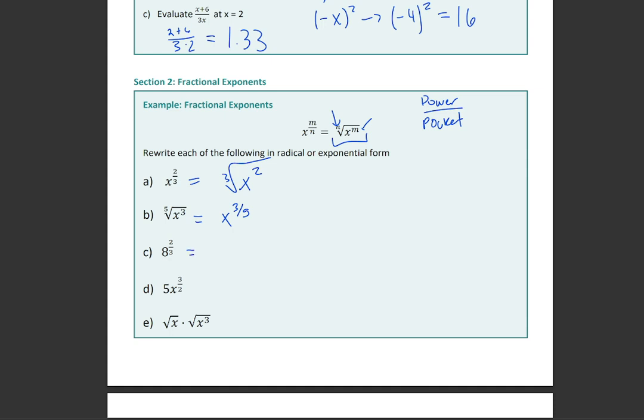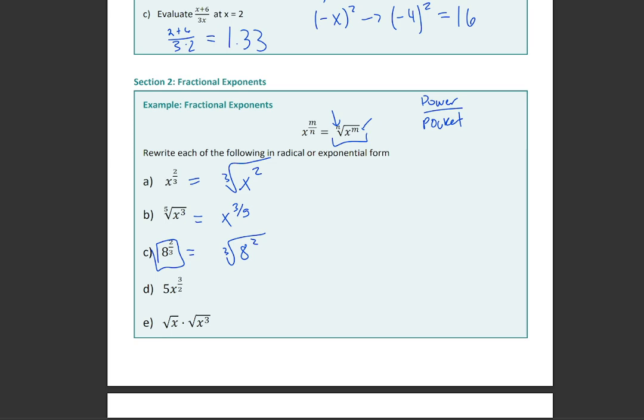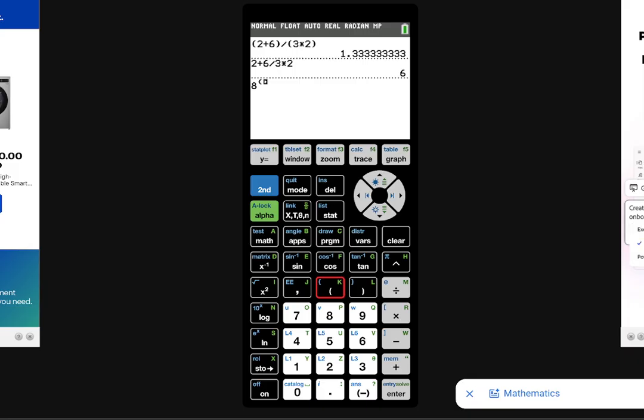Now let's do this again. Again, thinking power over pocket, I must have 8 squared. In my pocket, I have a 3, since it's power over pocket. But this is a perfect example of something where you would actually want to plug this side into your calculator. On your calculator, if I type 8 raised to the, power over pocket, right, 2 over 3, 2 divided by 3, you can see how it wrote the 2 divided by 3 in the exponent.